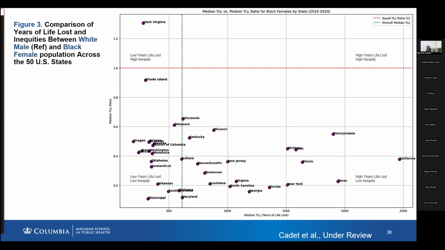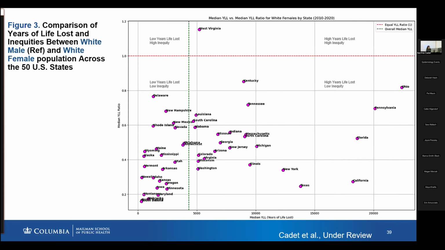But even though we see this low relative disparity, suggesting maybe more of a societal burden rather than any race-specific inequities. And comparing white females to their white male counterparts, we see that white females experience higher years of life loss in sex-related disparity in West Virginia compared to their white male counterparts. But still, at the bottom right quadrant, we see states like Ohio, Pennsylvania, California, as well as Florida, are among the highest with absolute years life loss, but with relatively low inequities.